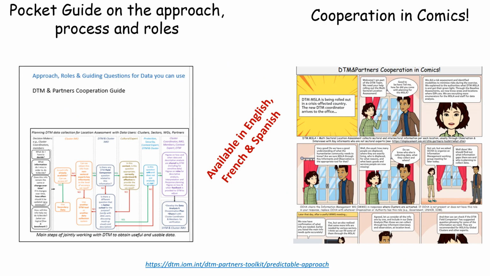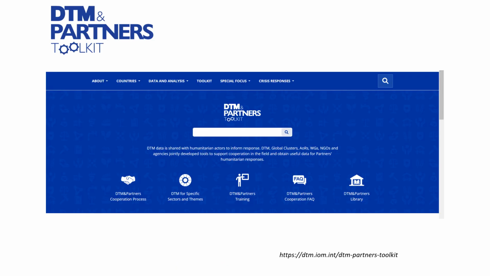Check out also the pocket guide on the approach, process and roles, and an illustration of cooperation in comics. They are both available in English, French, and Spanish on the DTM and Partners toolkit, together with many more useful tools. And don't forget to explore the DTM and Partners toolkit to find the help you need.